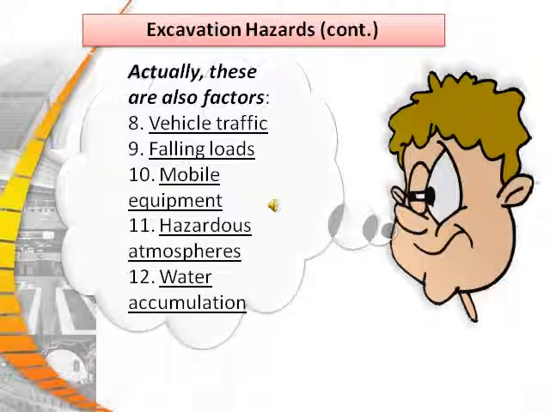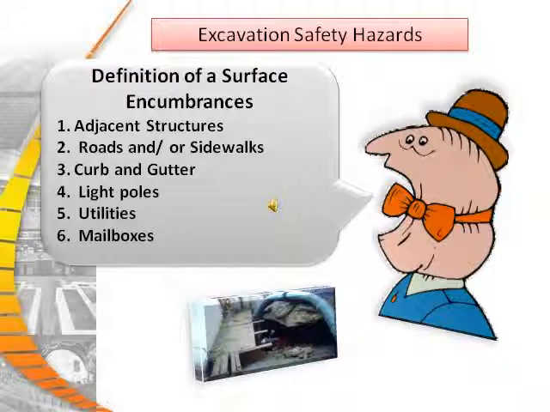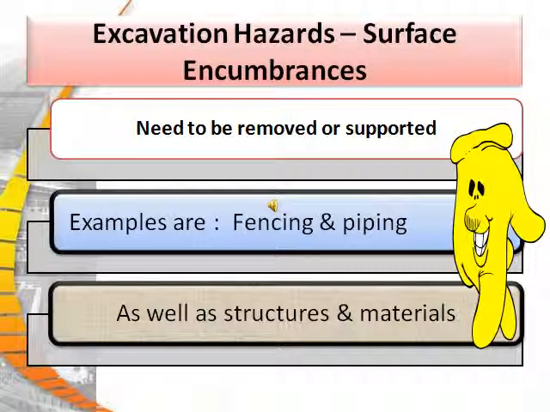Let's define what a surface encumbrance entails. This includes adjacent structures, roads and sidewalks, curbs and gutters, light poles, utilities, and mailboxes. Surface encumbrances need to be removed or supported, and examples of this would be fencing and piping, as well as any structures and materials that are nearby the excavation.